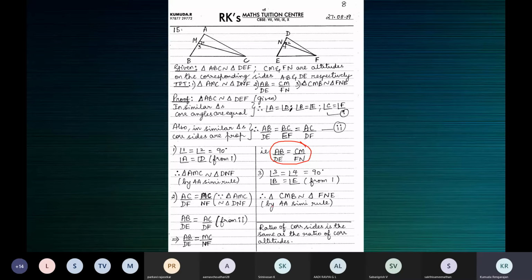And this one, children, the second part, see, it's very simple. We have to prove that AB by DE is equal to the ratio of the corresponding altitudes. Instead of AB by DE, you can prove BC by EF is equal to this, or AC by DF is equal to this, because all these three ratios are the same.